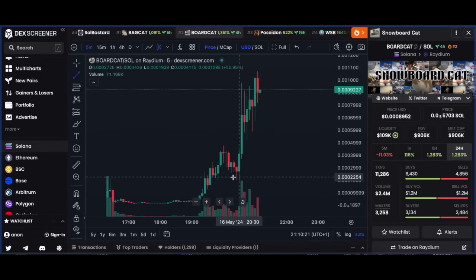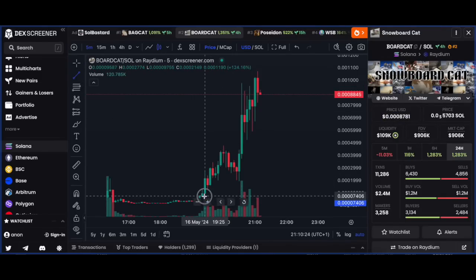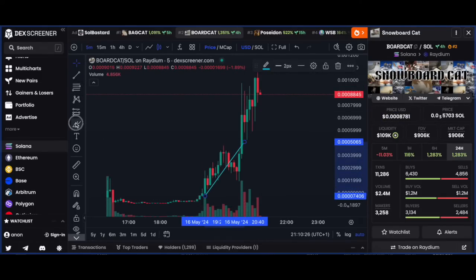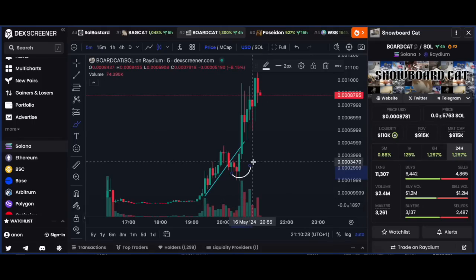This I'm probably not going to touch. The trade would have been probably here if you managed to maybe catch this low here. That would have been the trade.